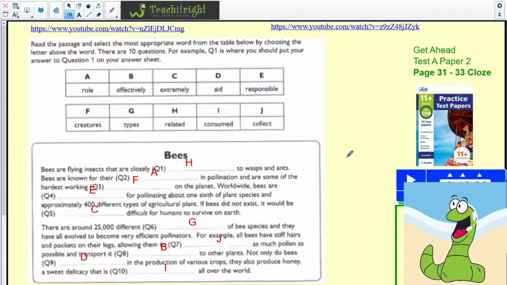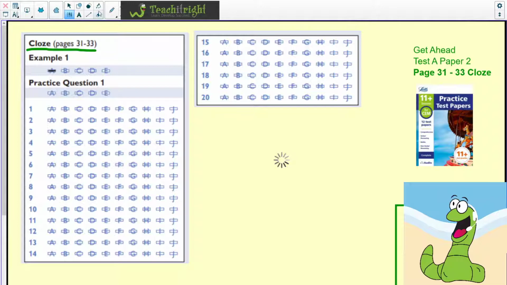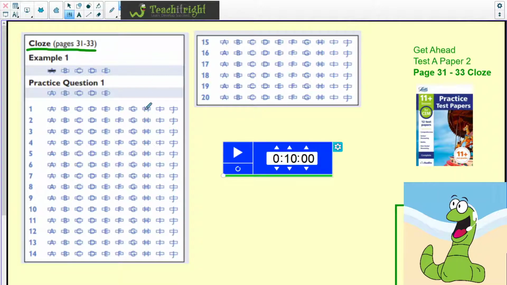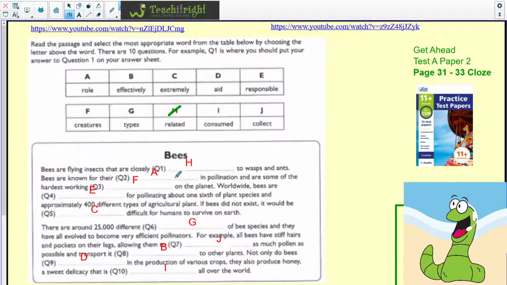Bees are flying insects that are closely something to wasps and ants. Well, they are very similar to wasps and ants, so they are closely related. So once you've used the word, then as we suggested earlier, cross it out. That limits your choices. You're not going to use that one again. And of course, you're going to need to mark it down on your multiple choice sheet as well. So you need to do a horizontal line to mark that down. Let's go and have a look at the next one, or next part of the extract.